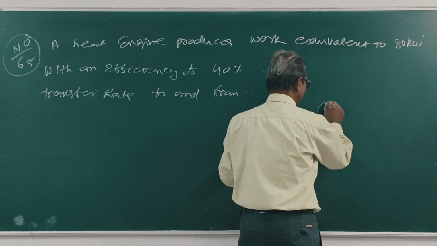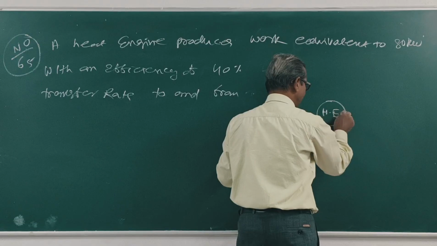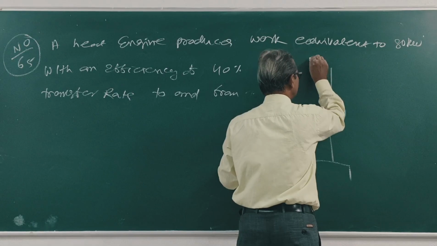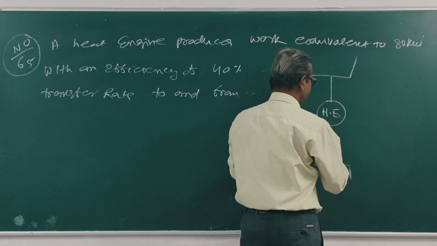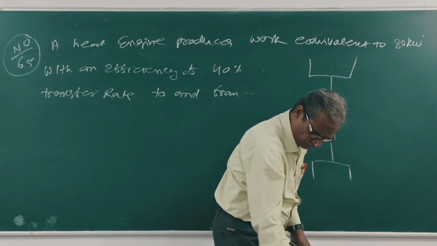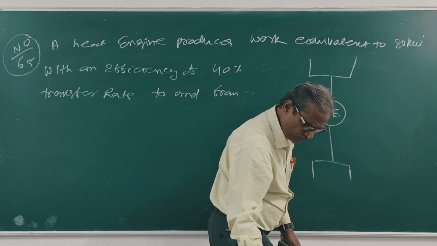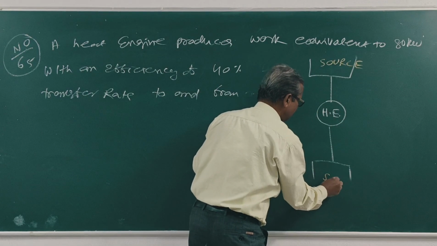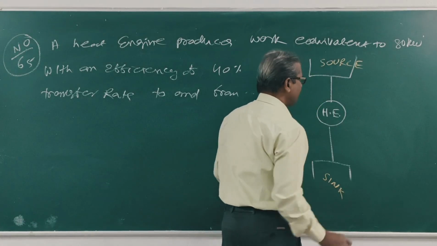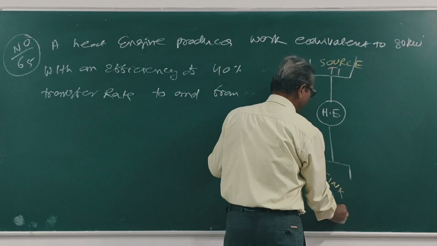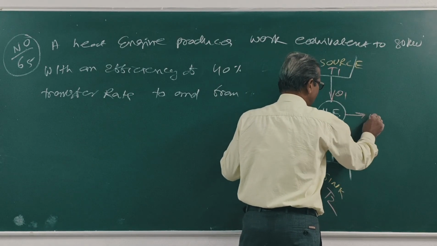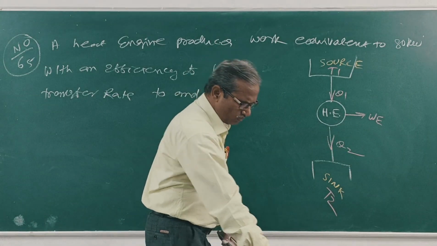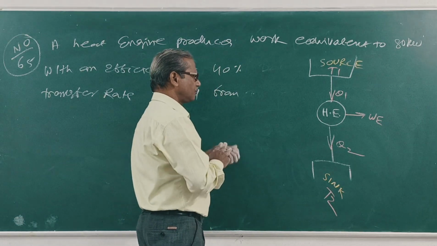This is heat engine. This is sink. This is source. Clear? This is source. This is sink. Temperature T1, T2, Q1, heat engine, Q2. Right?